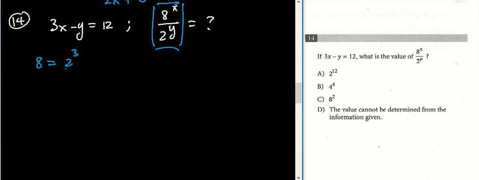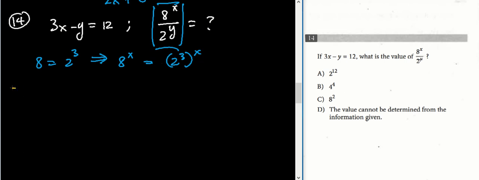So now we can see that we can get a common base of 2. So that must mean that 8 to the x is 2 to the third, 2 raised to the third power, again raised to the xth power. So this is the first question we need to answer: how do you simplify something like this?